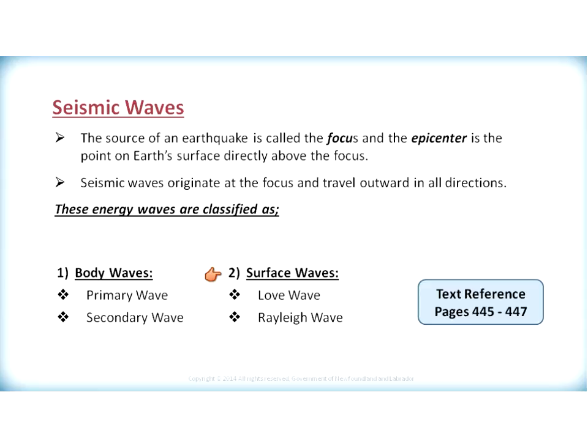The second classification of seismic waves is surface waves. Surface waves are known as Love waves and Rayleigh waves. Information in the textbook can be found on pages 445 to 447.